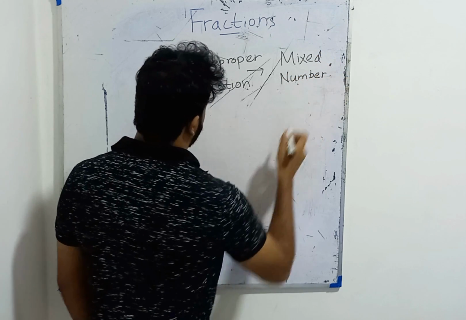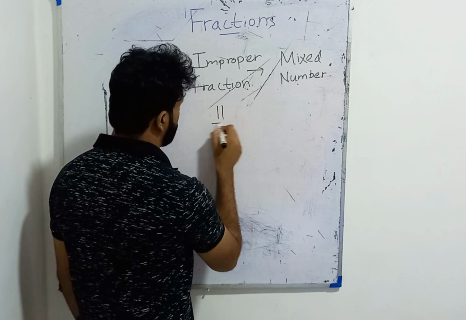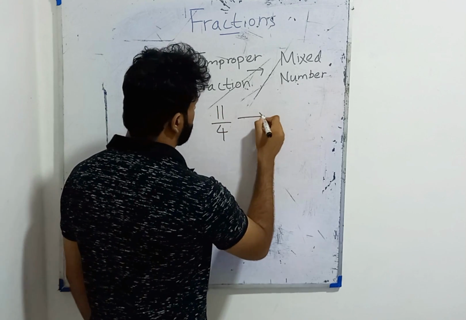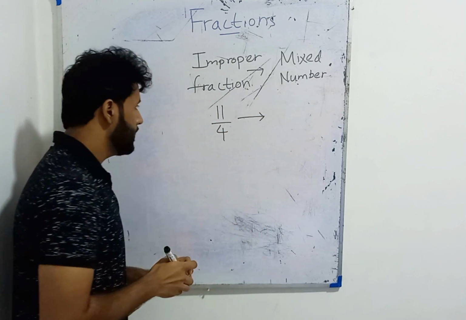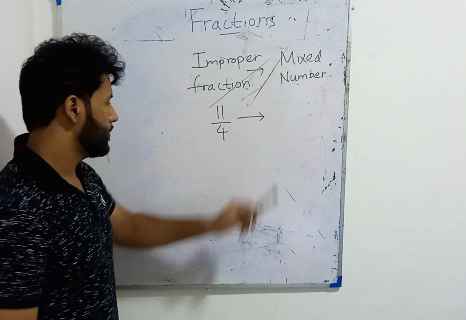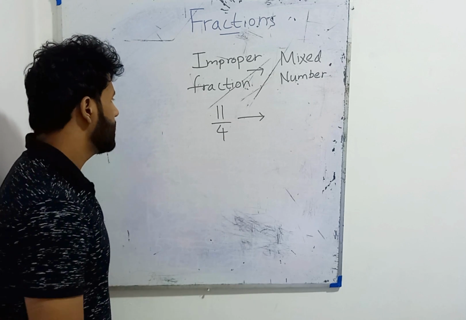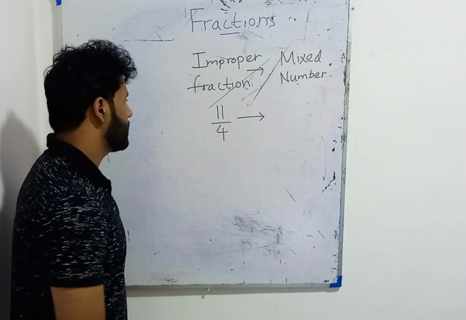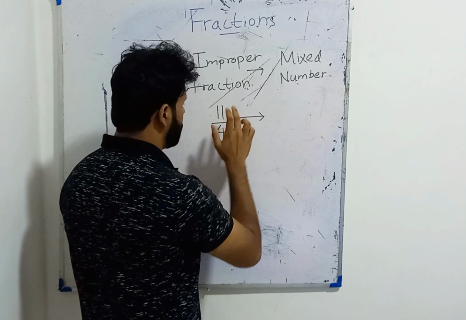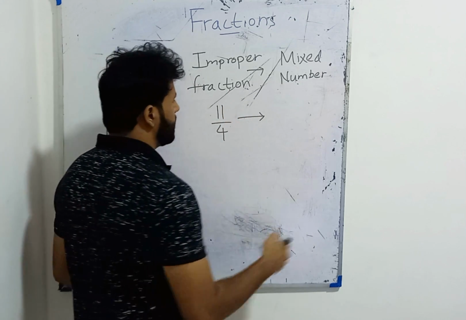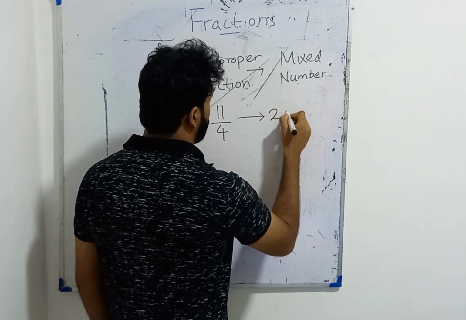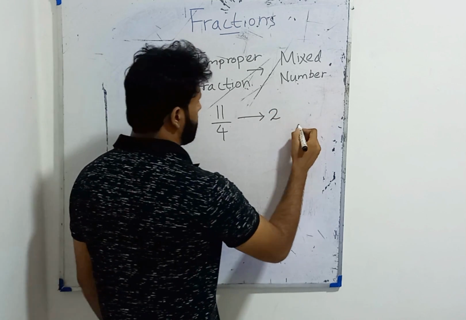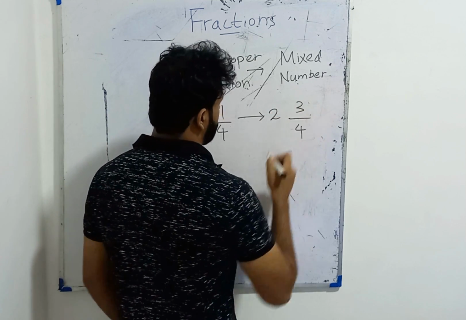Okay. Let's take 11 over 4. How can we convert 11 over 4 to a mixed number? Simple. Just divide. 11 divided by 4 is 2, and then 3 remains. So, 2 and 3 over 4.